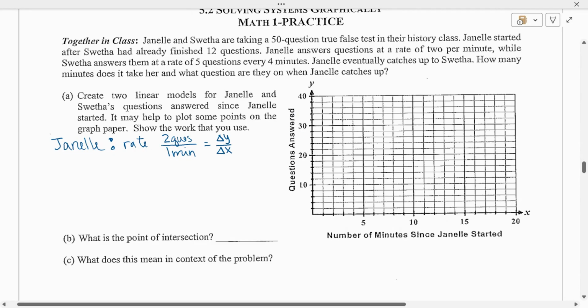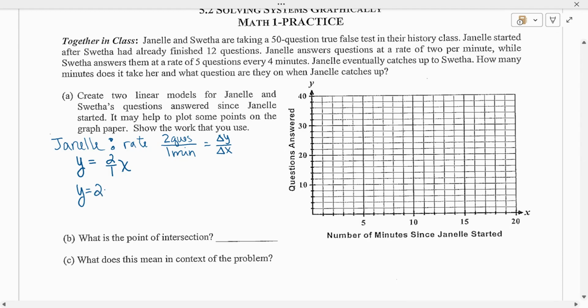What is your y-axis labeled as? Number of questions answered. What is your x-axis? Number of minutes since she started. Okay, so really, Janelle's equation, y, the total number of questions she answered, equals 2 over 1 times x, which we can just write as y equals 2x.